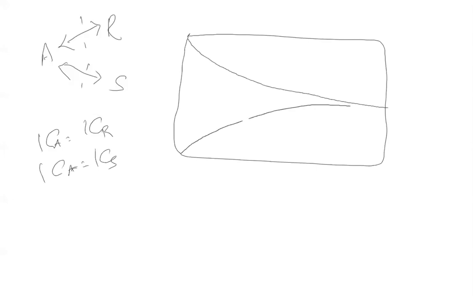So all will reach equilibrium. Eventually here, everything has to reach equilibrium. So what is the concentration? If you write the equilibrium equation, 1 into Ca equals 1 into Cr, 1 into Ca equals 1 into Cs. So all the concentrations will be exactly equal. This is R and S, this is A, this is equilibrium.